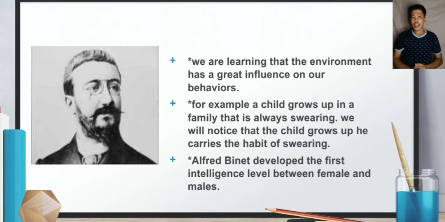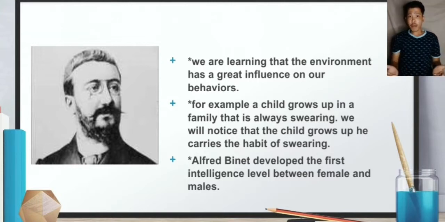We are learning that the environment has great influence on our behavior. For example, a child grows up in a family that is always swearing. We will notice that as the child grows up, he carries the habit of swearing. At one time, it was assumed that men had more intelligence than women due to larger brain size. Today, we know that brain size is related to body size, not to intelligence. Mr. Alfred Binet developed the first intelligence test, used to compare males and females.